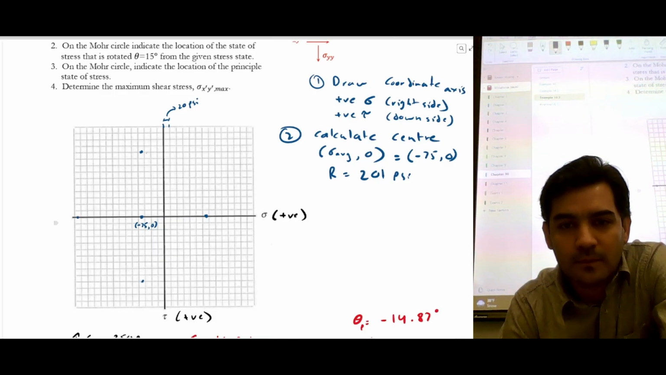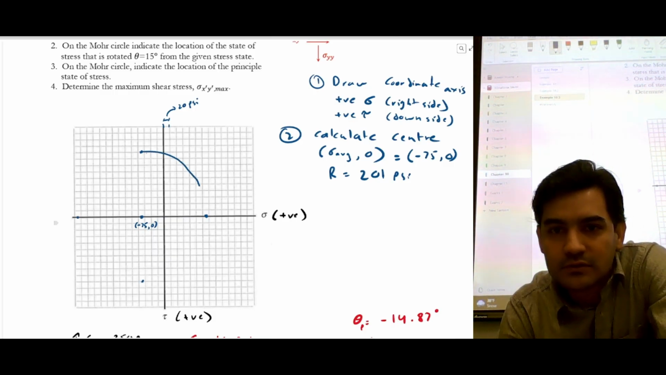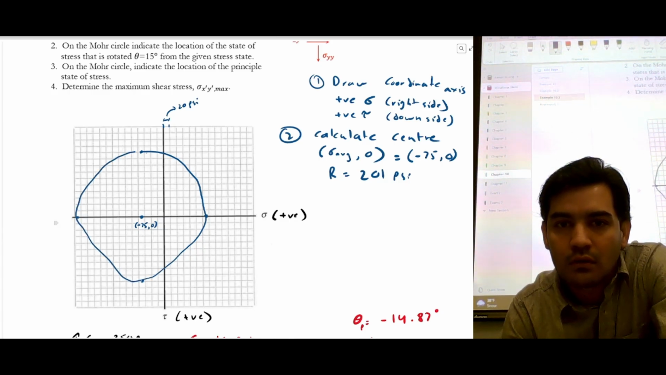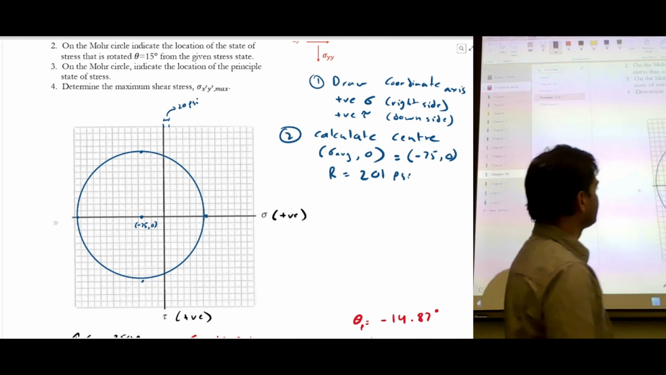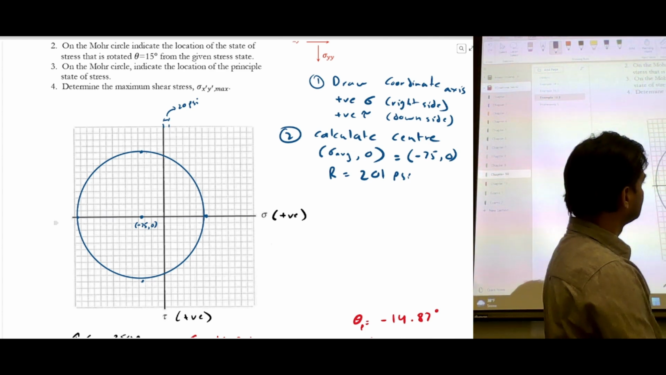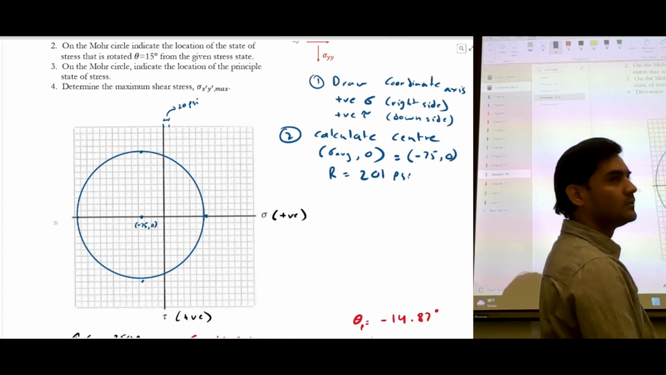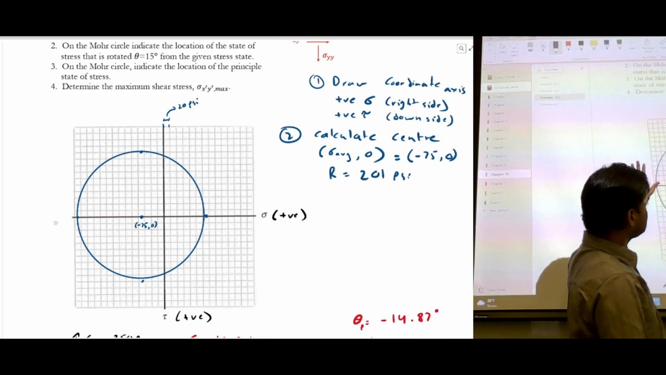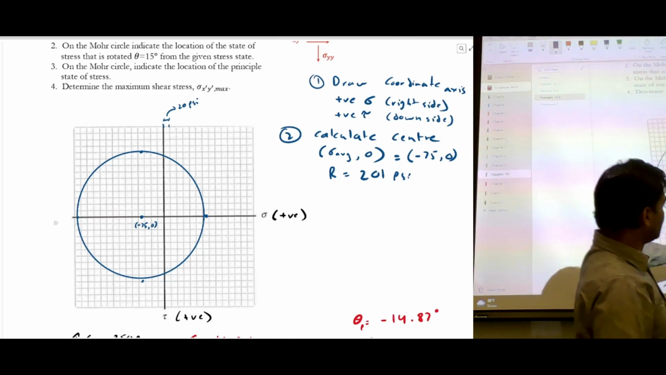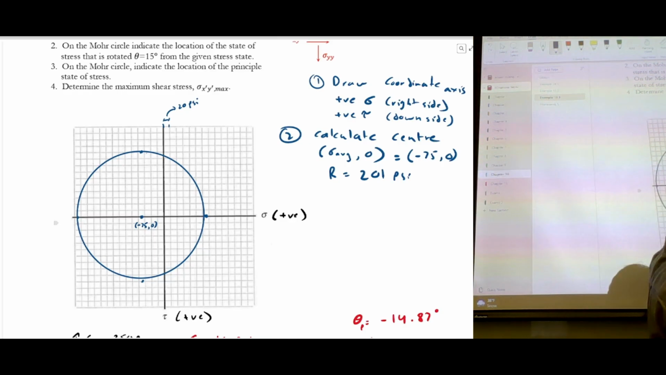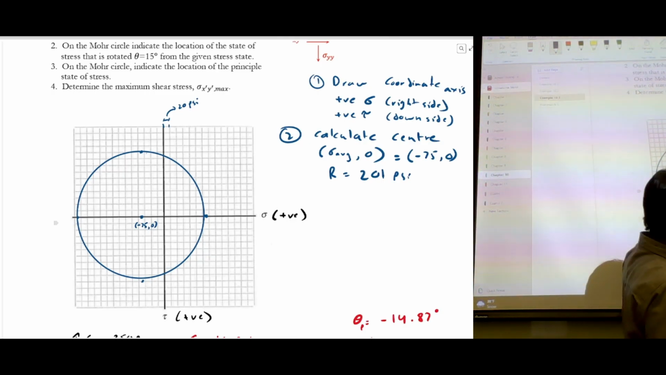So now we can just draw the circle. Let's try it. So now we have a circle, and these are the stresses basically. This is normal stress, and this is shear stresses.